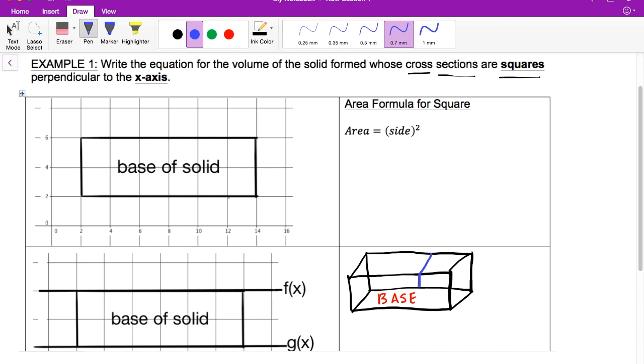And what you're given in the problem are the cross sections. If I want to visualize what the cross section looks like, let's say I slice the solid here, the cross section would look like this. So this square represents the cross section. And I can draw a bunch of cross sections, and you'll notice that there'll just be squares that are congruent to each other. So this square has the same area as this square.